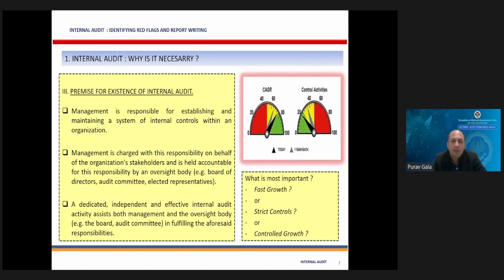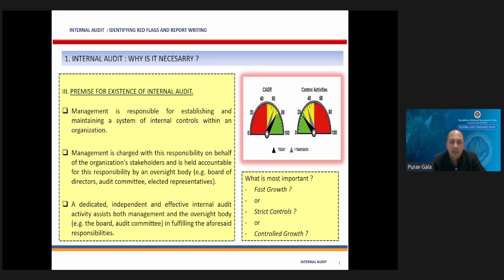Who is responsible for actually running the company, establishing controls? It is management. It's not the auditor. Management is charged with this responsibility on behalf of the stakeholders. And who are these stakeholders? The stakeholders may be promoters, the board, the audit committee, elected representatives. It's an oversight body, and they will in turn ask the senior management, maybe the CEO, the CFO, the KMPs, to ensure that controls are established in an organization.